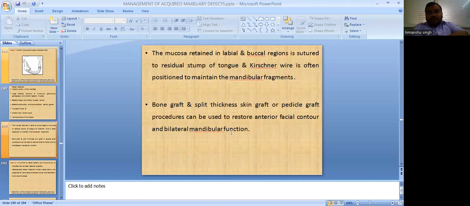The mucosa of the labial and buccal regions is sutured to the residual stump of the tongue, and Kirschner's wire is often positioned to maintain the mandibular fragments. Bone graft and split thickness skin graft or pedicle graft procedures can be used to restore anterior facial contour and bilateral mandibular function. K-wire, a sterilized, sharpened, smooth stainless steel wire, was introduced by Martin Kirschner in 1909.